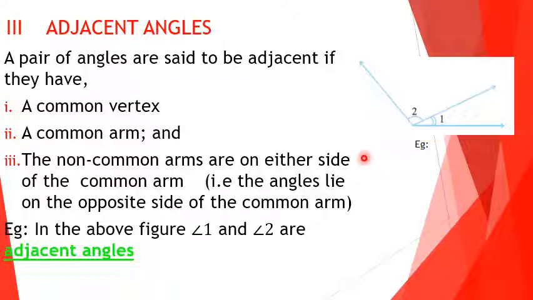Which is the common arm? Common arm means the arm which is common to both angle 1 and angle 2. This is the common arm. And what about the non-common arms? These are the non-common arms. Where do they lie? They lie on opposite sides of the common arm. Hence, we can say that angle 1 and angle 2 are adjacent angles.